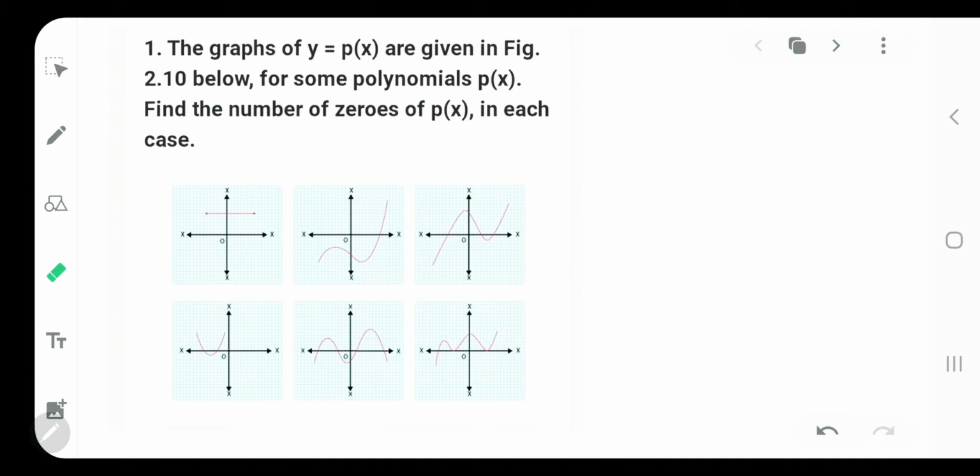Good evening, dear kids. Today I am taking your chapter 2, that is 2.1. In that we have the graph given to you, y is equal to polynomial x. It is given in the figure as you can see here, and there are different graphs given for different polynomials and you have to find the number of zeros. Now what do you mean by number of zeros here?